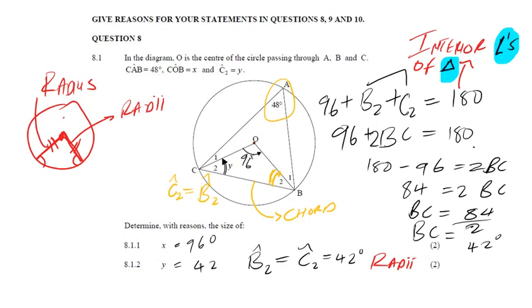So, we are moving. Now, can I ask you an interesting question, guys? What will be B1 and C1? Just for interest's sake. It's not part of the question, but we need to discuss it.